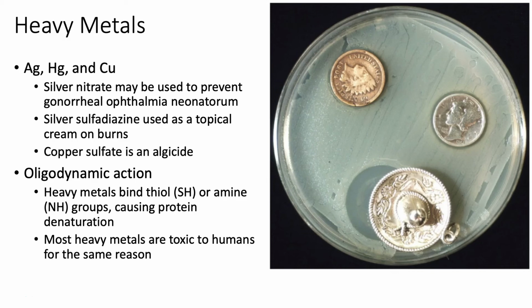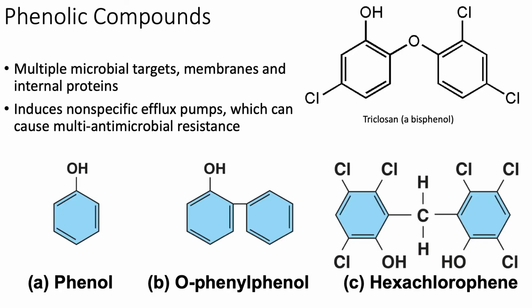Your thiols and your amine groups are what help give secondary and tertiary structure to your proteins. And so basically these heavy metals will go in and break up those bonds. A lot of heavy metals are also toxic to humans for that exact same reason, so that's why you generally don't want mercury poisoning.